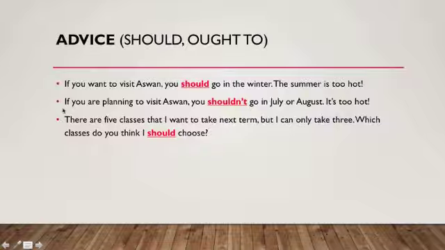Another example, if you are planning to visit Aswan, you shouldn't go in July or August. It's too hot. فنفس الفكرة هنا. If you want to visit Aswan, you should not or shouldn't go in July or August. It's too hot. أكيد يعني ممكن تروح في July or August، ولكن أنا بنصحك إنك ما تروحش في شهرين دول عشان الجو حر جدا.